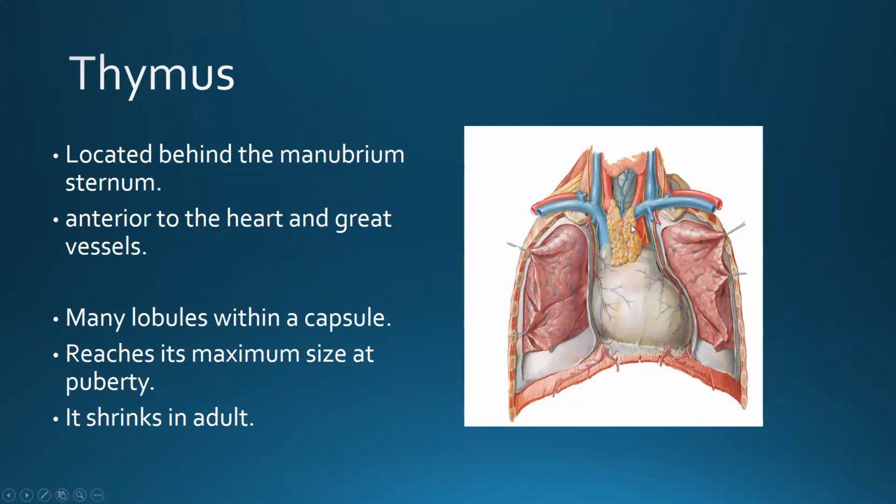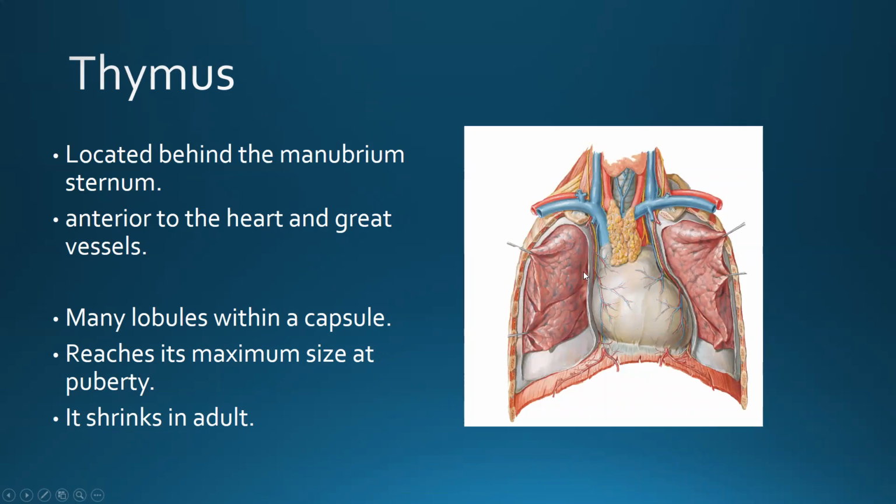The thymus is located exactly anterior to the heart and the great vessels. These are the great vessels: the IVC, sorry, the vena cava, and the aorta, you know that. So the thymus is located anterior to those great vessels. The thymus has many lobules that are enclosed well within the capsule.